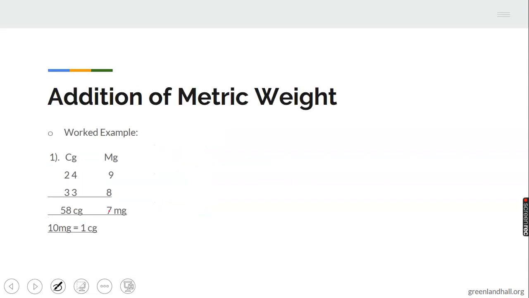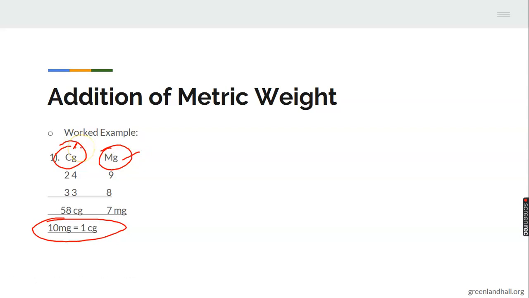Now let's look at some simple addition that we have here. We have centigram on this side. And we have milligram on this side. Now you have been told that 10 milligram is what will give us 1 centigram. 10 of this equals 1 of this. 10 of this milligram equals 1 of this centigram.